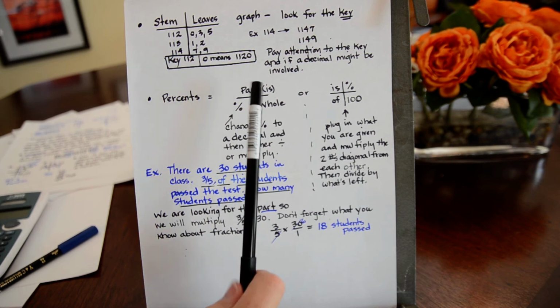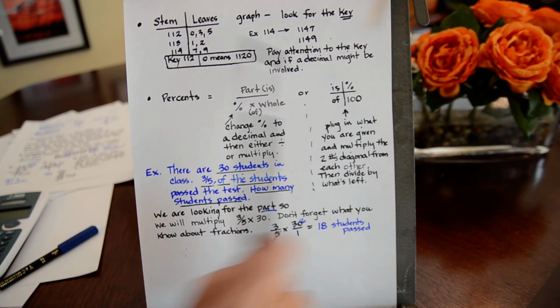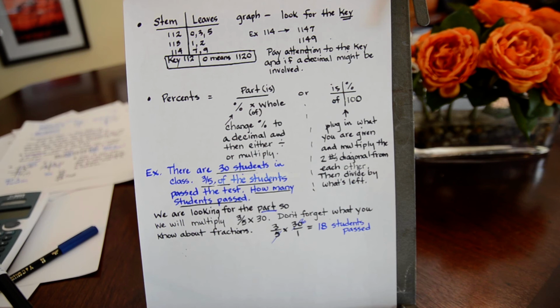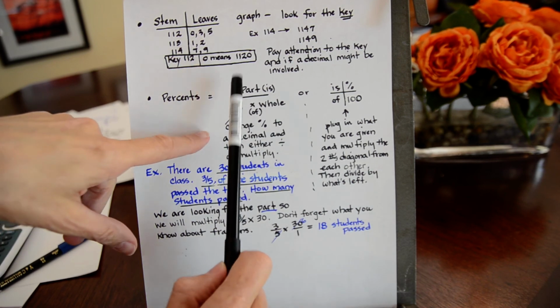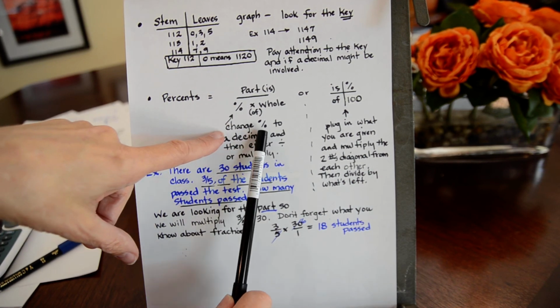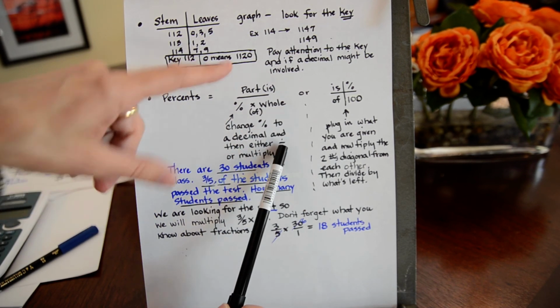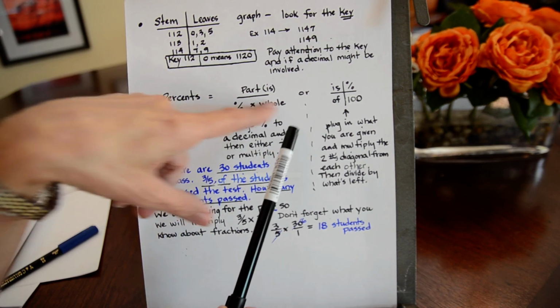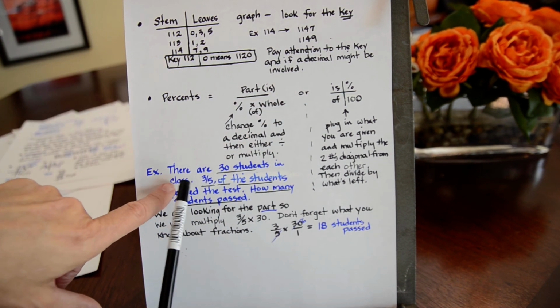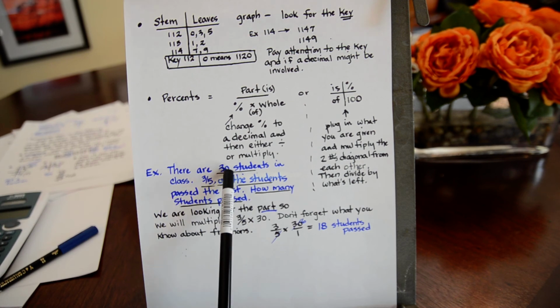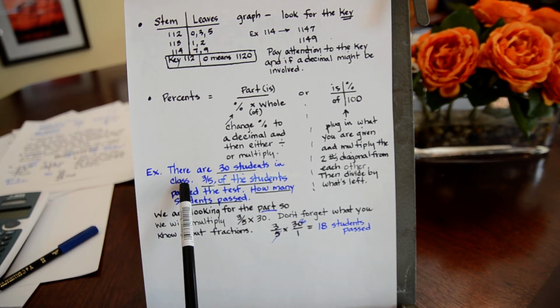Percents, I just want you to remember one of these two formulas so you could do your percents. If you use this first one, be sure that you change the percent either to a decimal or even a fraction. And then you're going to either divide or you're going to multiply. Here's an example. There are 30 students in class. 3/5 of the students passed the test.